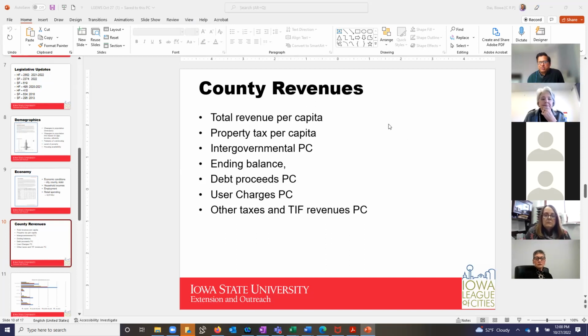And we have been talking a lot about the rise in prices. So to factor that in, we actually adjust all of the data for inflation, which means that you get to compare inflation-adjusted numbers to see the real trends as far as revenues and expenditures are concerned.